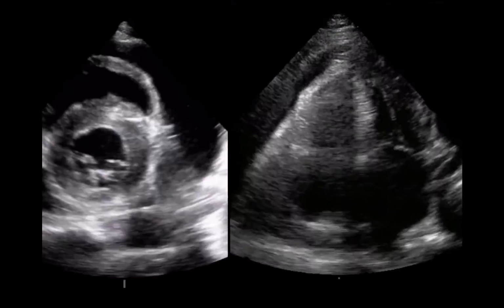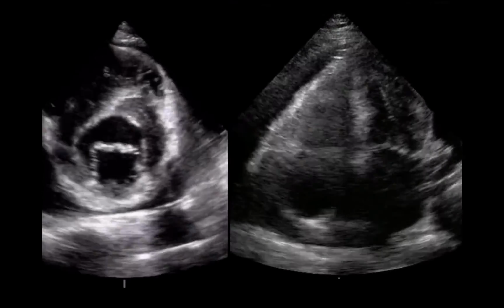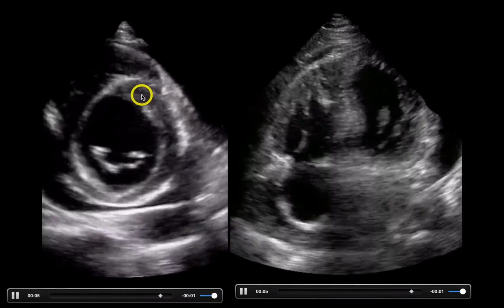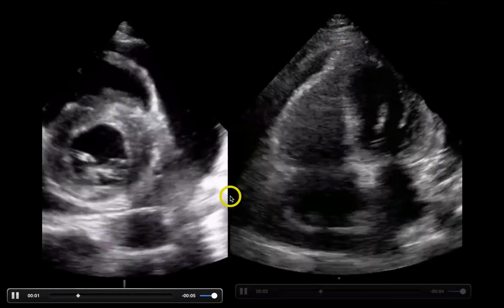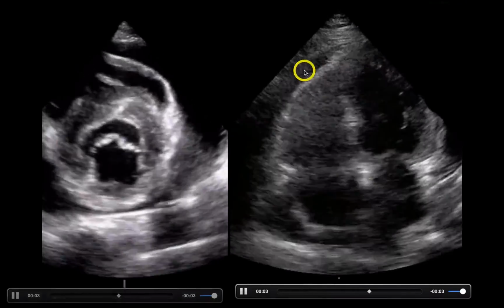You can look at other views, but there's really nothing fancy or fun about the views. Here's a parasternal short axis view over here with that fluid all the way around it. Here's an apical four-chamber with fluid all the way around it.